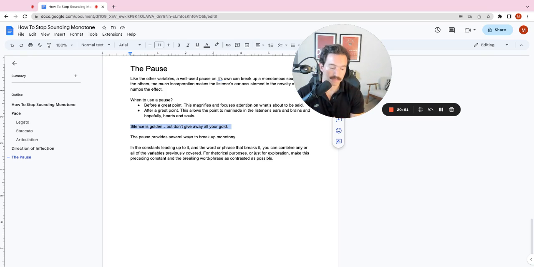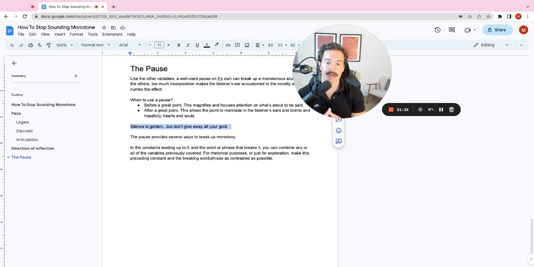We could do the opposite. Silence is golden, but don't give away all your gold. Whatever. You get the point. At this point, then, you can mix and match all of these variables and see what comes out. Now, there we are playing with both of the phrases. What happens if we want to look at just a word?